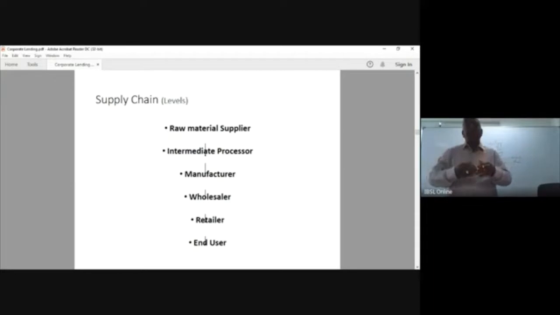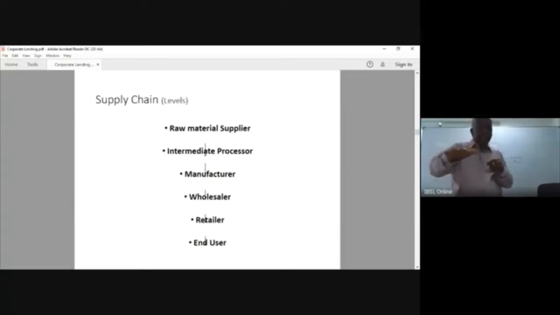Then the wooden furniture manufacturer purchases the necessary planks and pieces from the sawmill and manufactures the wooden furniture. He is the manufacturer. He then gives it to the wholesaler, and the wholesaler gives it to the retailer. From the retailer, the consumers buy the furniture. So this is the supply chain for the wooden furniture manufacturing industry.